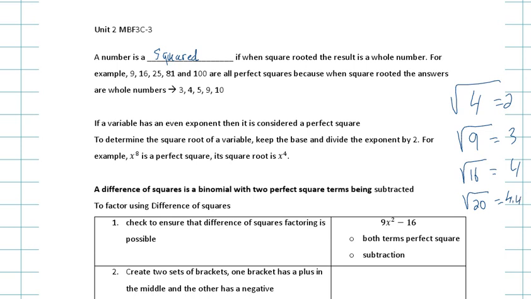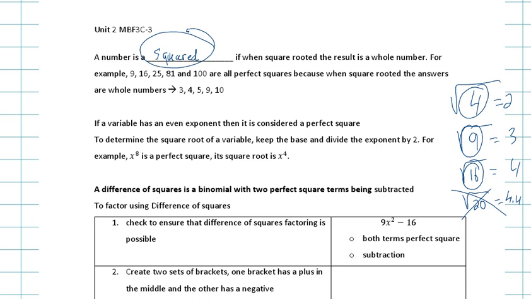Okay, eyes on me for a second. These are called squared numbers. So these are numbers that are squared. This is not a squared number, because when I square rooted it, it did not give me a whole number. Now, what makes it a squared number?